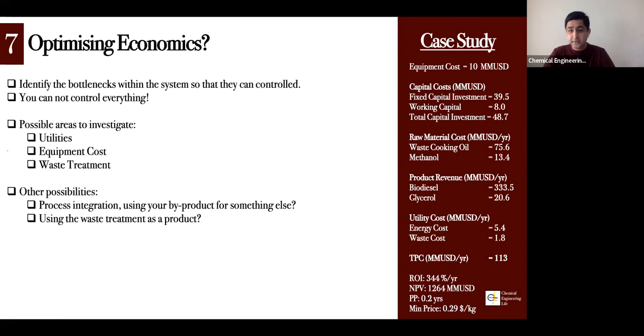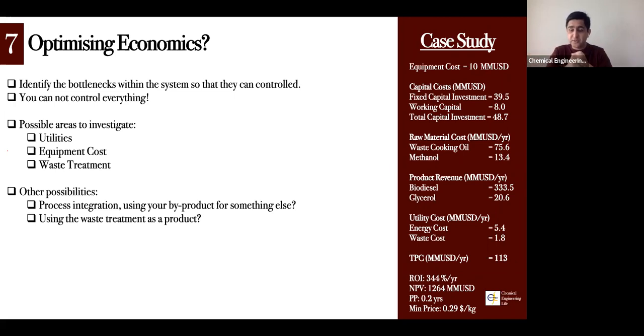Finally, the utilities tend to be a bottleneck. You could do heat integration instead of using so many heat exchangers and using steam and cooling water. If you have a process stream that is very hot and a process stream that is very cold, you can connect them if possible, and do the heat exchange there. You could save a fortune on utility cost.